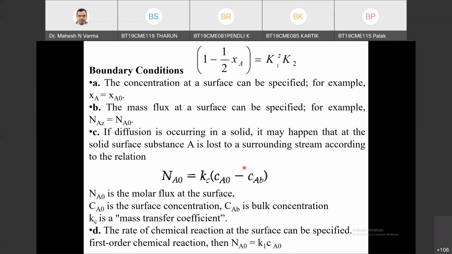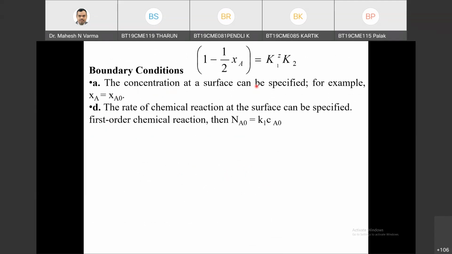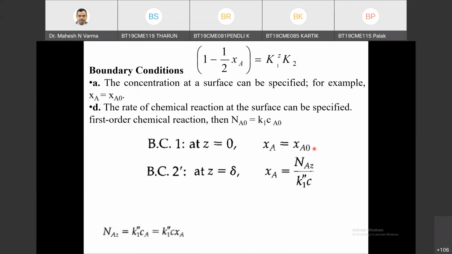So these are the two boundary conditions. First, the concentration is specified at the surface, and second, the concentration is given by some kinetic reaction. Here the reaction is first order, so it's fine, but it can be anything. So at Z equals 0, XA equals XA0, and at Z equals delta, XA equals NAZ over K1 double dash C. So now get the values of K1 and K2, substitute them here, and get the concentration profile and flux profile.